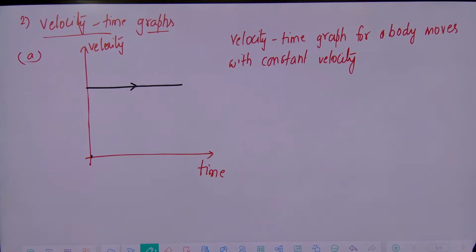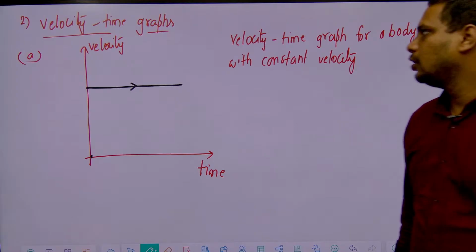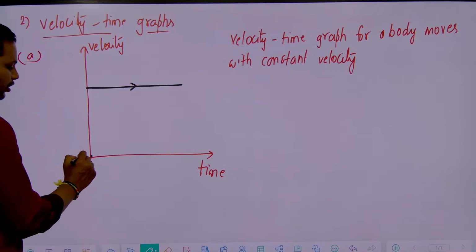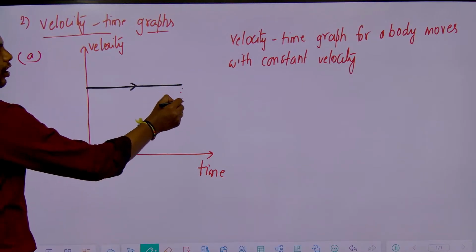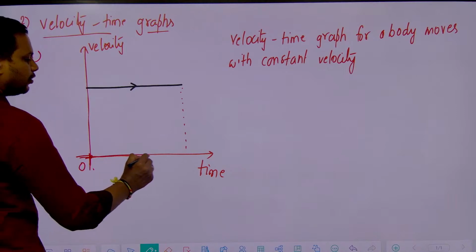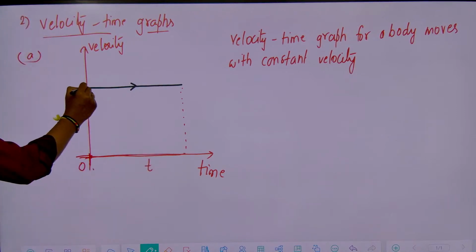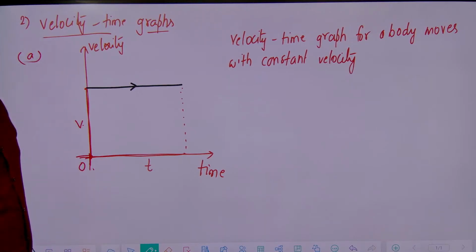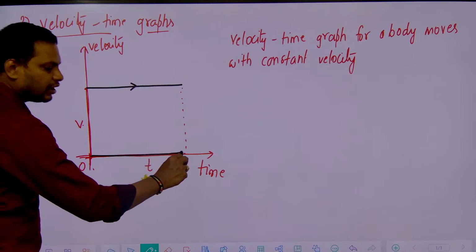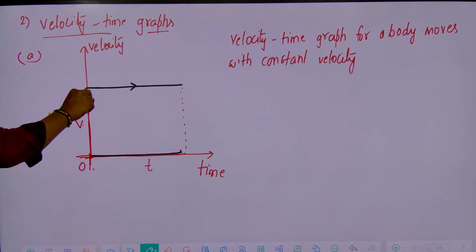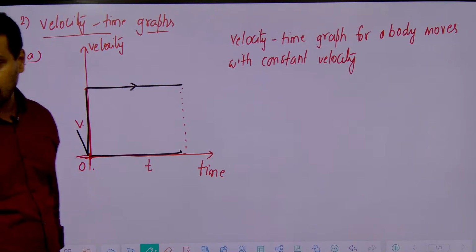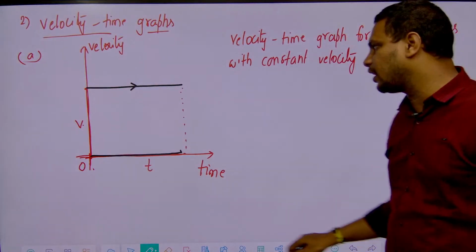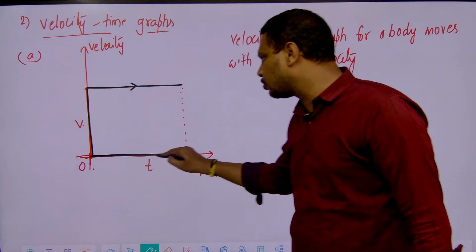Now see, suppose I take this point as the origin. Along the x-axis, I will take this value as time t. Along the y-axis, I will take this velocity as v. Then this will be the length of the rectangle and that is the breadth of the rectangle.